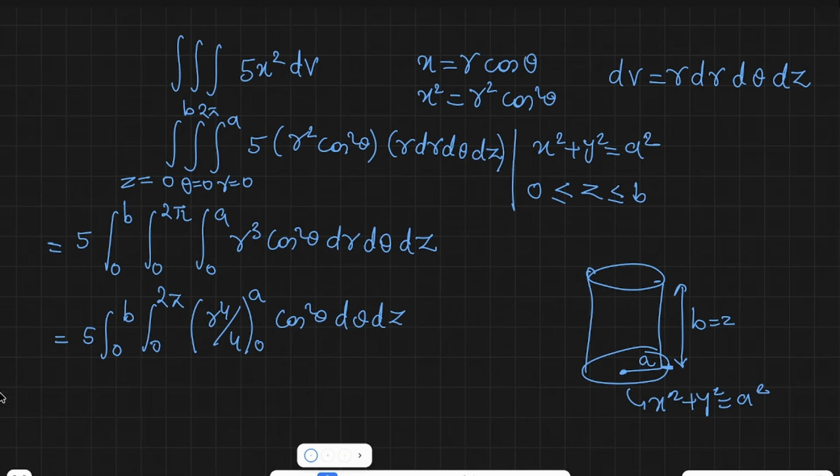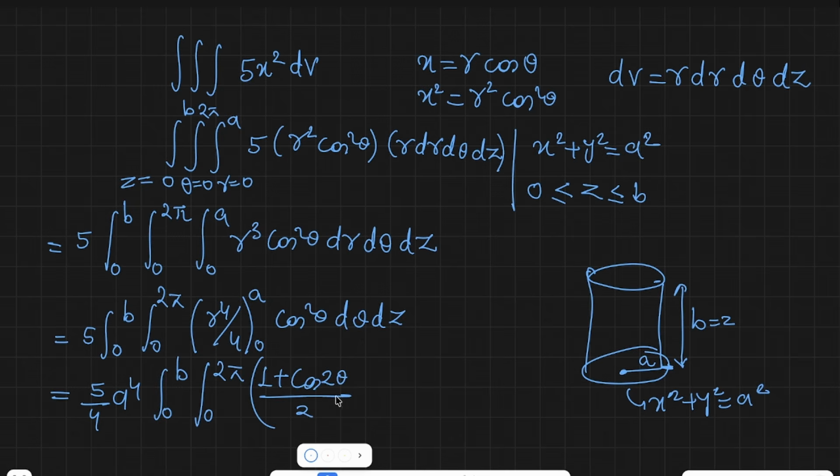How to handle the cos square theta, we all know. So this is 5 by 4 and a power 4, this is 0 to b, and this is 0 to 2 pi. So cos square theta is nothing but 1 plus cos 2 theta upon 2, and this is d theta and dz. Once you solve this whole integral, how to solve that? Let me simplify completely.